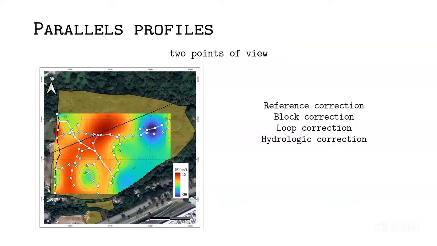For the second point of view, the treatment for moving for linear open profiles is to consider the intersection of the profiles as nodes, so that polygons form in the area. The correction necessary for this analysis is the reference correction, block correction, loop correction, and hydrologic correction. This is necessary to generate the maps of cell potential.